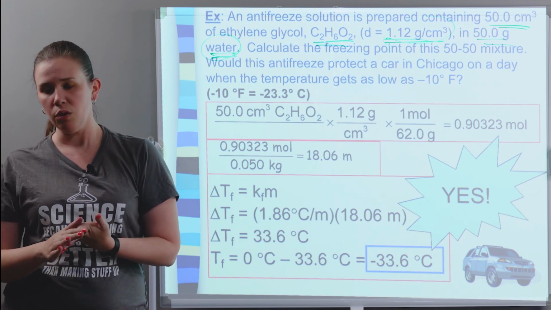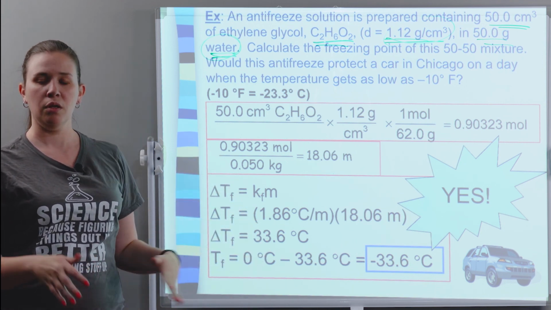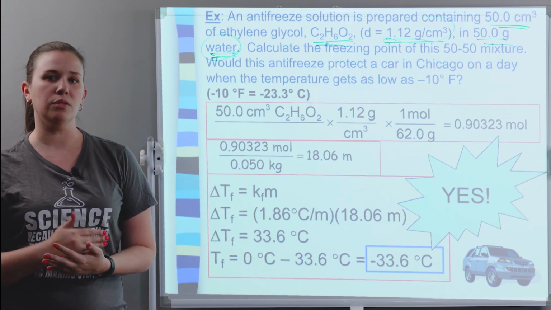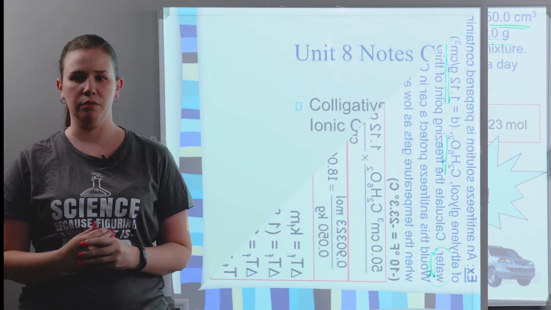In Part 2, we're going to look at the same types of formulas. We're still going to have a delta T equation. We're going to look at colligative properties, but using ionic compounds, and we're going to look at how that changes. I'll see you in a minute.